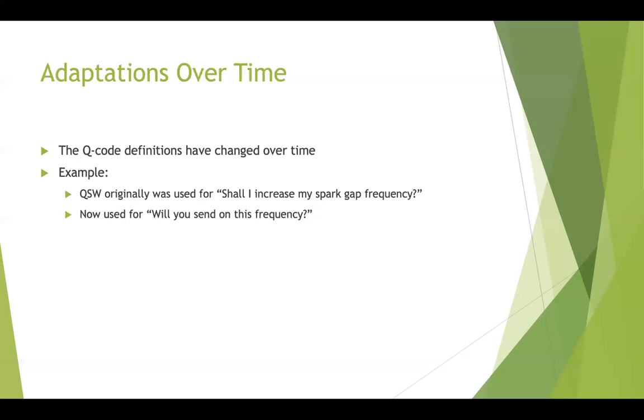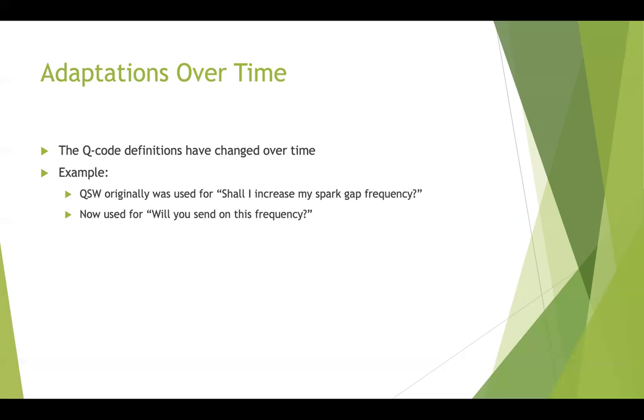They've kind of been modified over time. So, the codes that are used are not exactly the same as they were back in 1910. For example, QSW originally was, shall I increase my spark gap frequency? Well, I don't know of anybody who's doing spark gap transmissions today, but back in the early days of the Marconi wireless sets, basically the Morse code was when you created a spark, it made a noise and the receiver would pick up that. And so this would basically mean speed up my transmission speed. Now it's used for, will you send on this frequency?